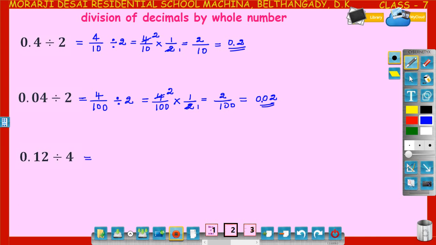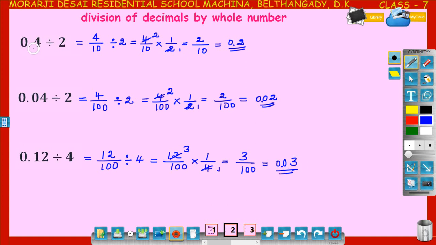Now 0.12 by 4. 0.12 convert into fraction, that is 12 by 100, because we have till 100th place, divided by 4, that is equal to 12 by 100 into the reciprocal of 4, which is 1 by 4. 4 ones are 4, 4 threes are 12, that is 3 by 100. So the numerator is 3, make it 3 digits because in the denominator we have 3 digits. After the decimal point 2 digits should come because there are 2 zeros in the denominator. This becomes 0.03.